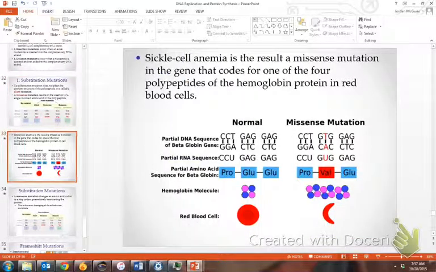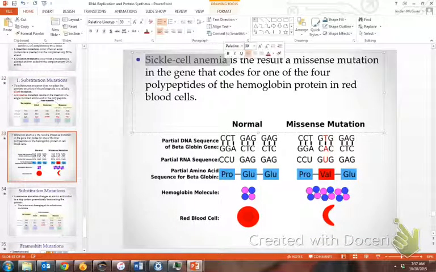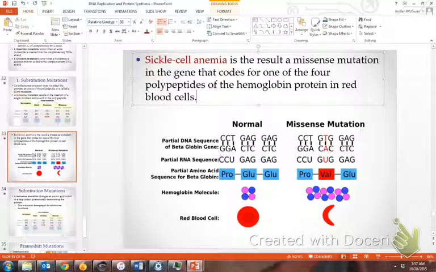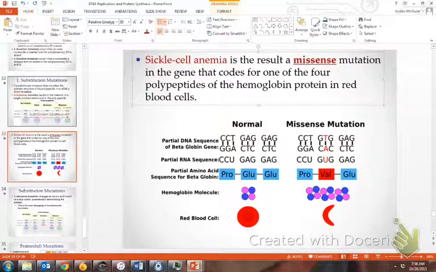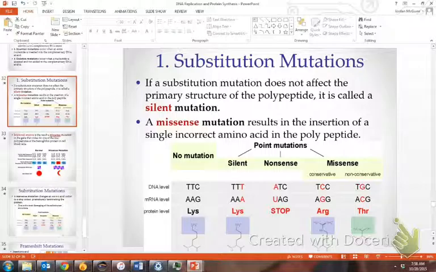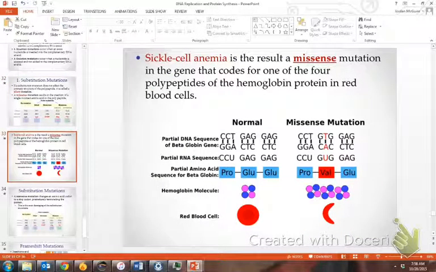And I wanted to also point out an example. You've heard of this term before, I'm sure. It's called sickle cell anemia. It is actually a mutation, but it's a missense substitution mutation. Missense. And if you recall, missense means we change one amino acid. And so this is what that could do. This is what that looks like in real life.